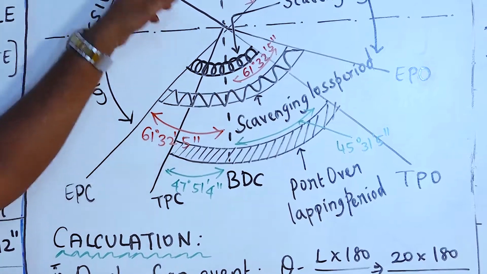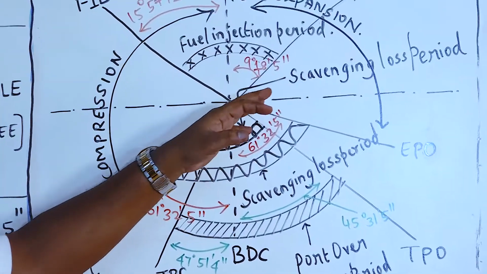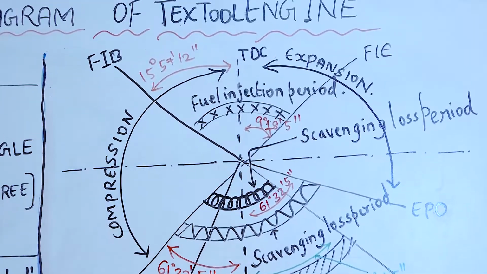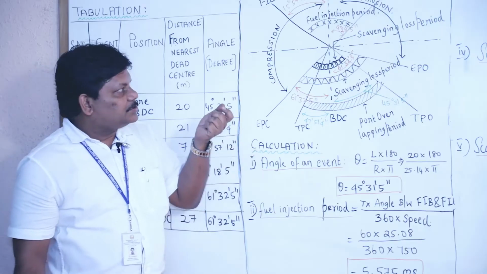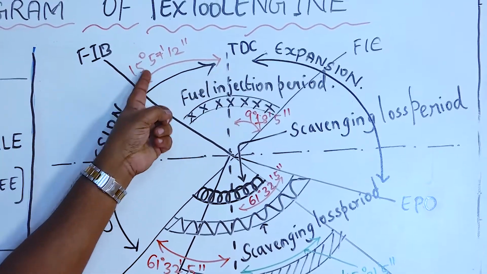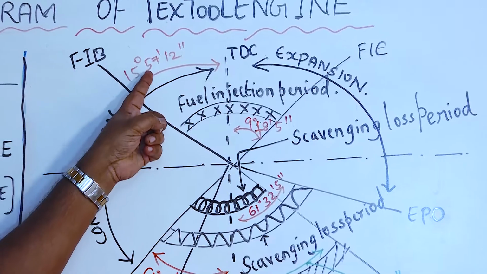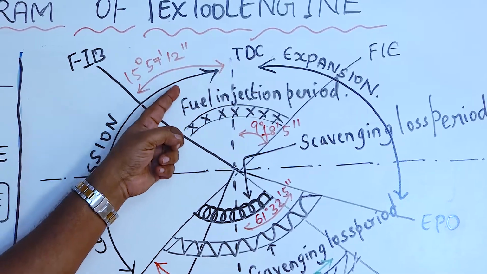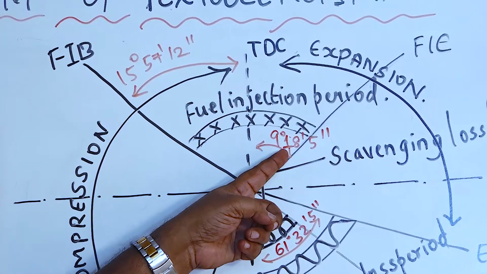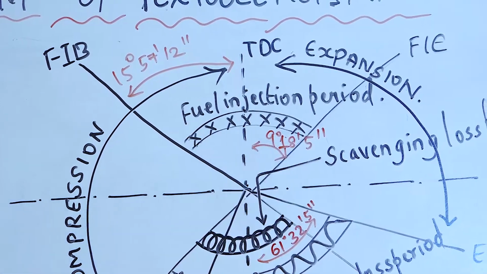In between that you have fuel injection begin and end. The fuel injection begins and ends for a shorter duration. You can see that the fuel injection begins before TDC at around 15 degree 57 minutes and 12 seconds, and after TDC it ends at around 9 degree 18 minutes and 5 seconds.